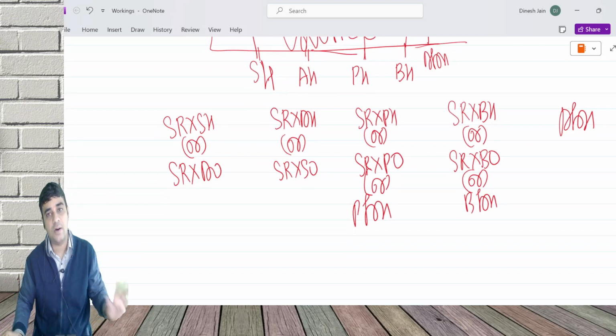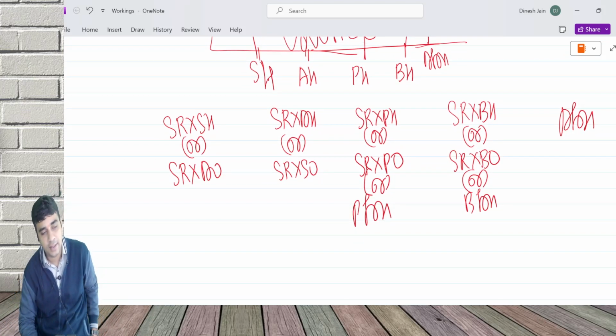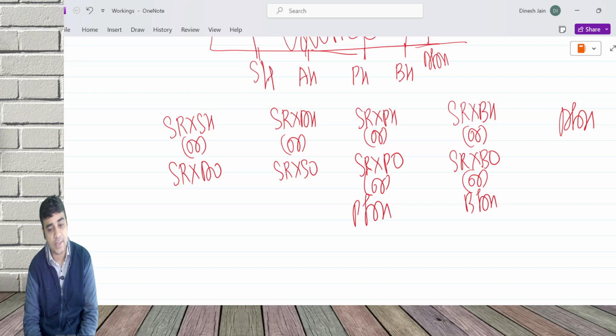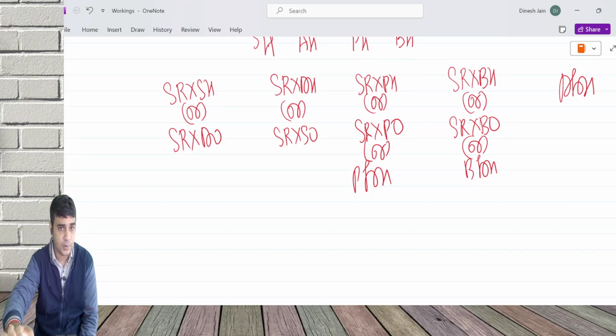All this I'm just copy pasting from the chart. I've not even done anything from the question, just copy pasted from the chart. SR into SH or SR into AO, SR into AH or SR into SO, SR into PH or SR into PO or PFOH, SR into BH or SR into BO or BFOH, and the last column is AFOH. Clear? Leave some 3, 4 lines. Any doubts on the chart?